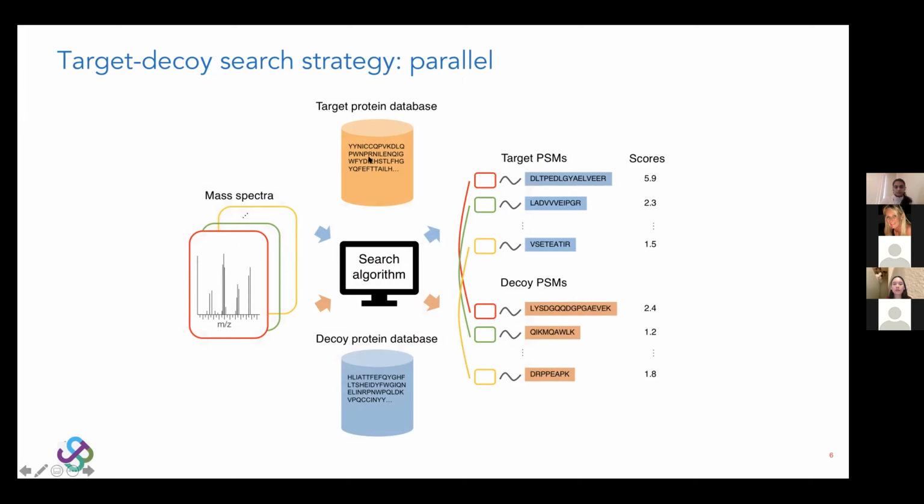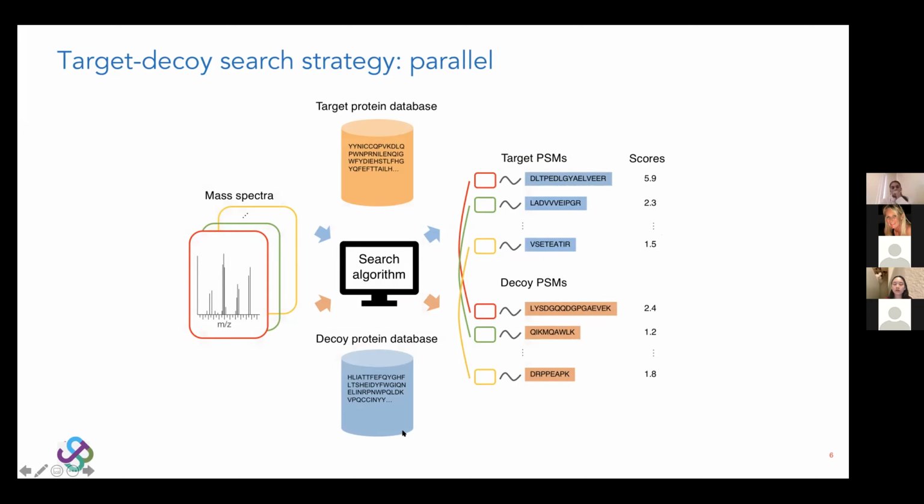And then from this search, they will identify a set of target PSMs. So all these mass spectra will be matched to the peptide sequences in the target database, as well as their internal matching scores. And in the second round, these mass spectra will be searched against a decoy protein database.